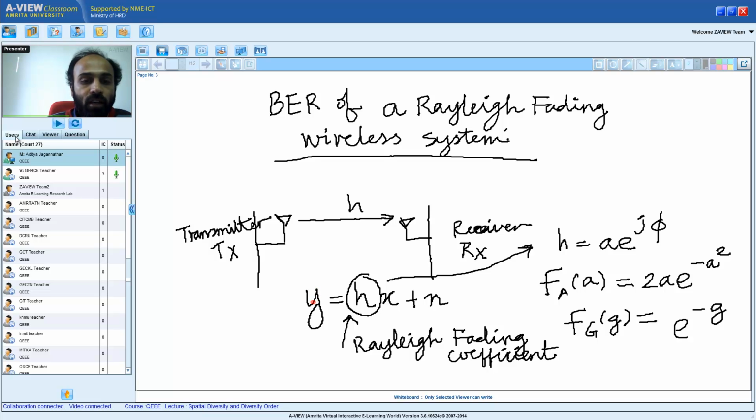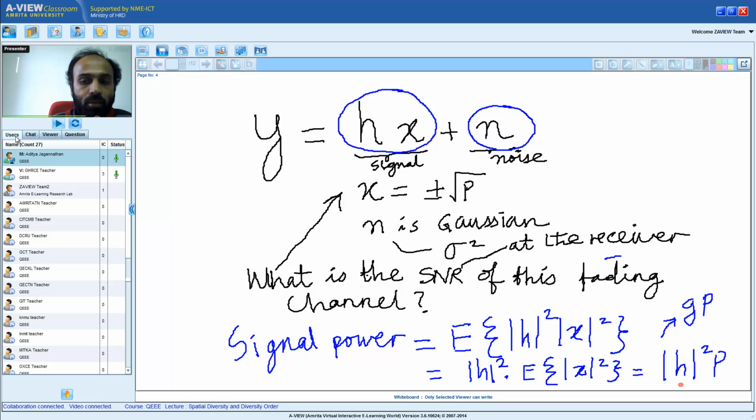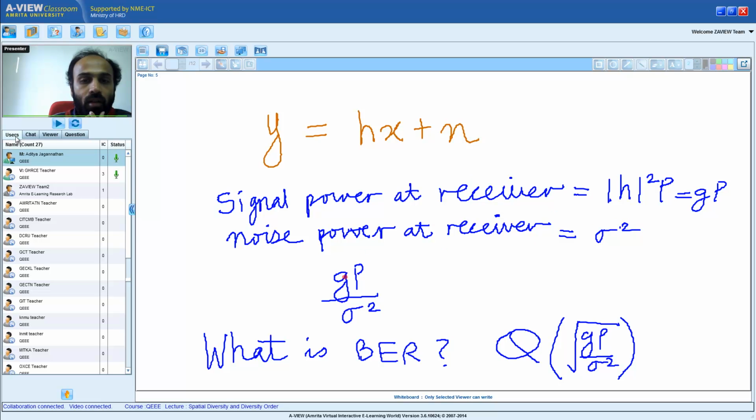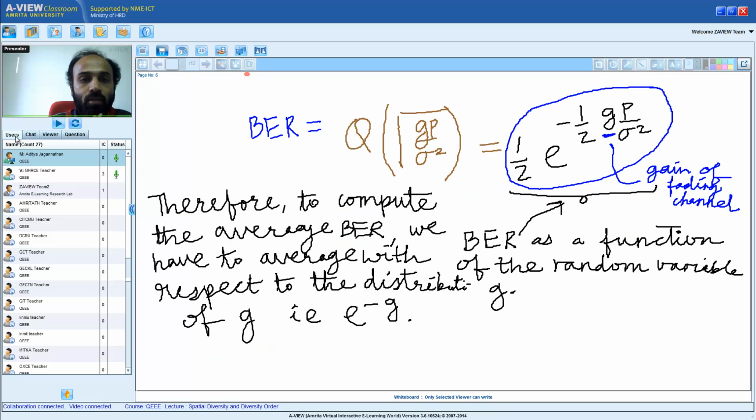Now when we come to a Rayleigh fading channel, we said y is equal to hx plus n, where h is the Rayleigh fading channel, the amplitude of h is a, and the gain, that is a square, is equal to g. Therefore, the signal power is g times P, that is magnitude h square times P. Therefore the SNR at the receiver is gP over sigma square, and the bit error rate is Q of square root of gP over sigma square, which is approximated as half e power minus half gP over sigma square.